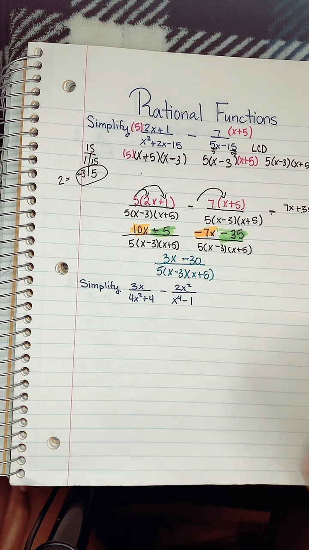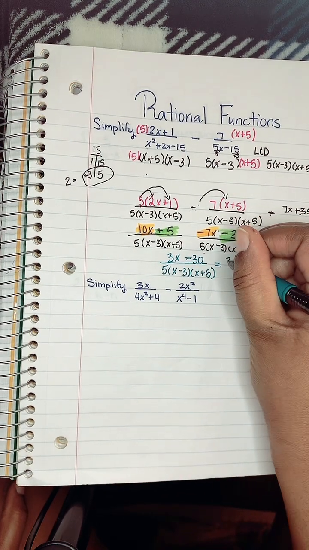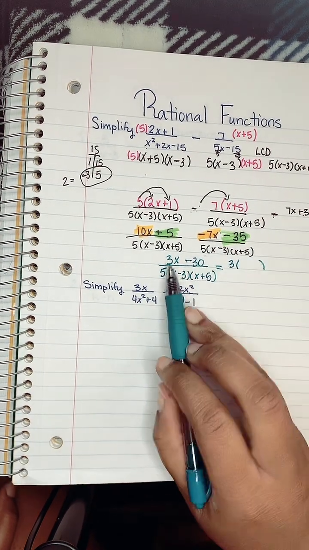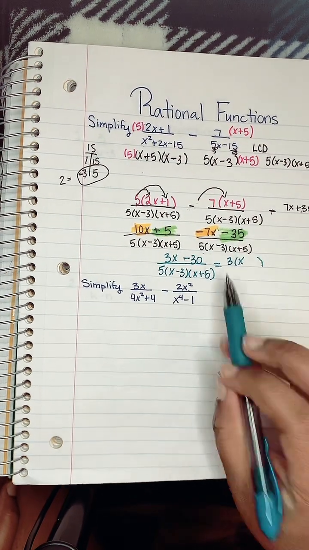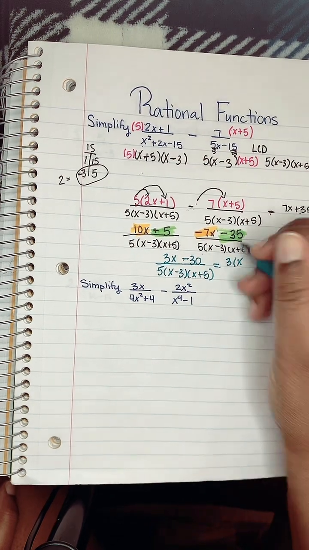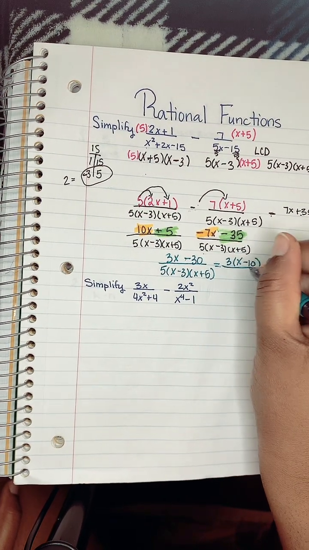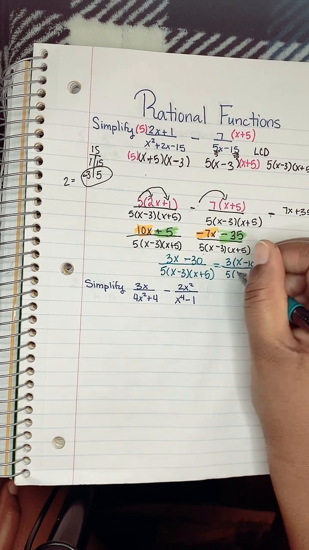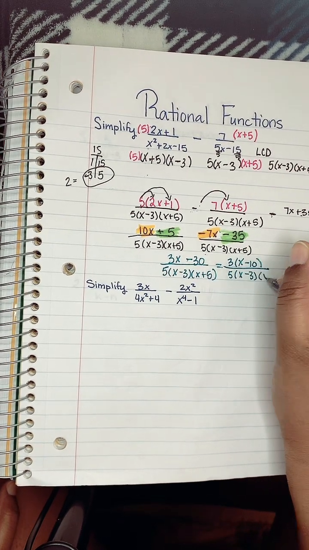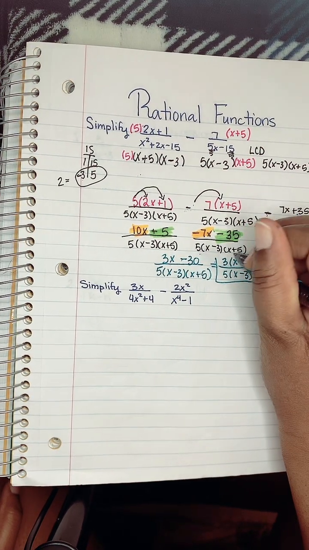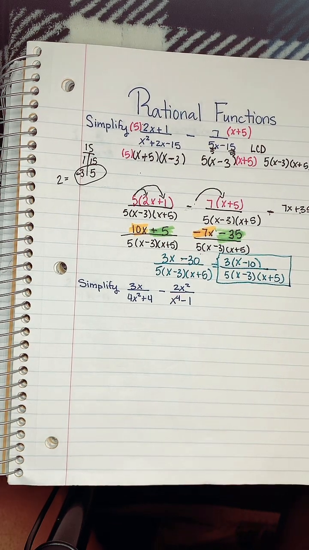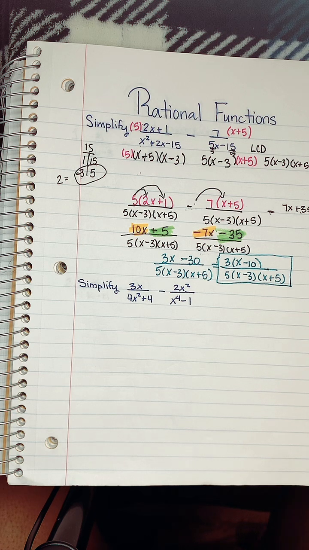A 3, 3, 3. Beautiful. Yes. So, if we factor out a 3, we're dividing this by 3. So 3 divided by 3 is 1, and that leaves an x. And then 30 divided by 3 is -10, over 5x minus 3, x plus 5. And now that is all we can do. That's it. So wonderful, you guys.